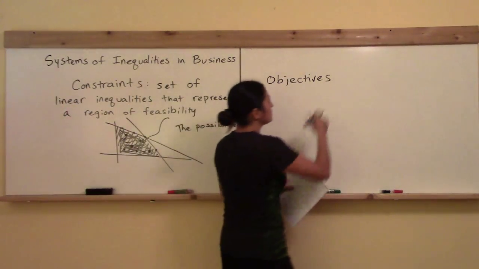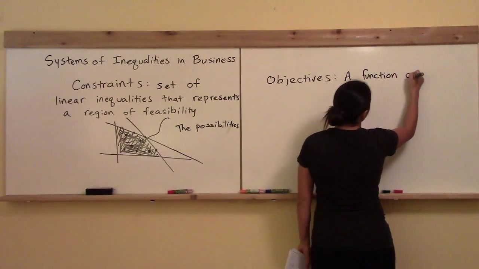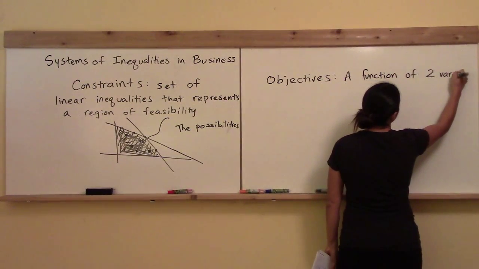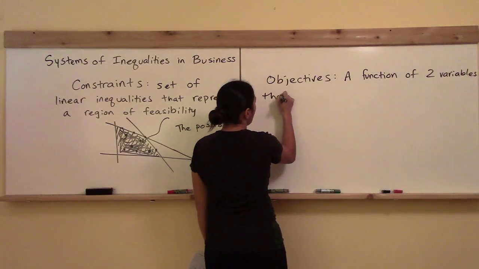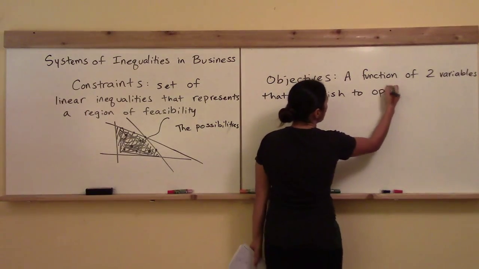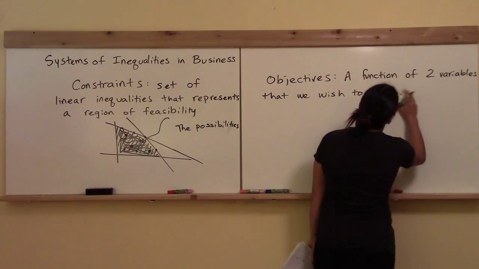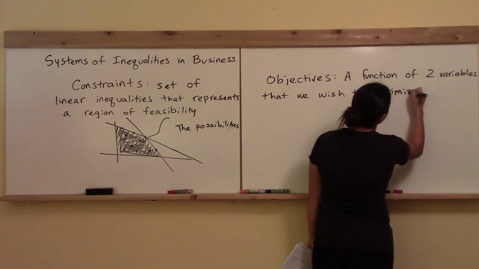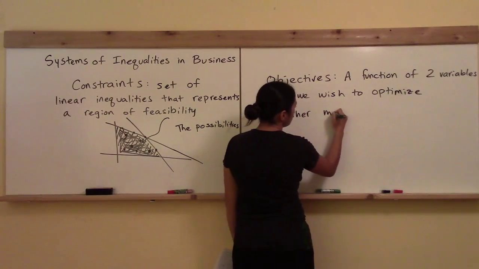So the objective is going to be a function of two variables, because we're working inside a two variable plane right now, that we wish to optimize. And remember that the keyword optimize means that we can either minimize or maximize it.